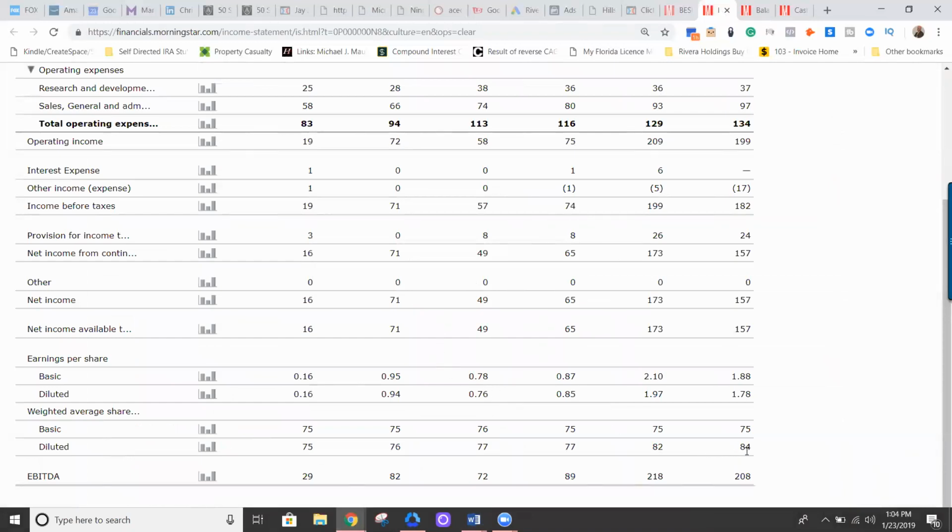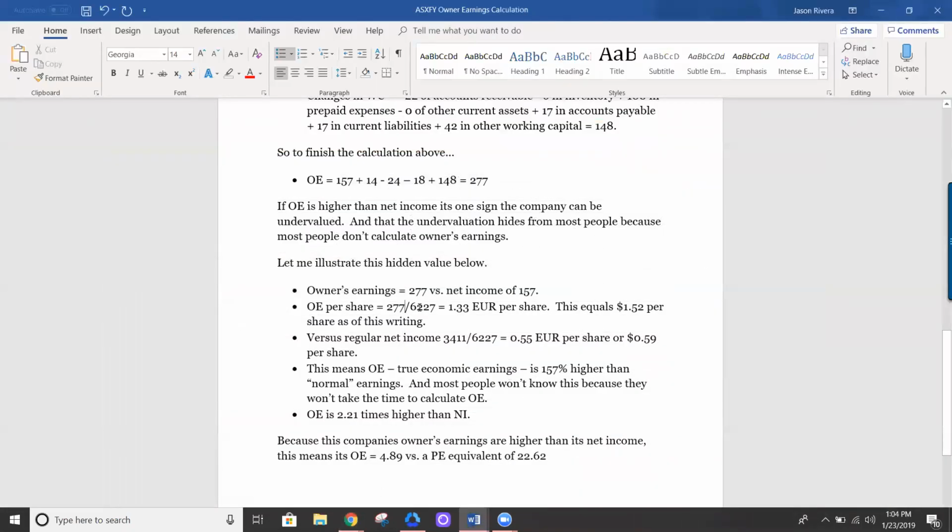We have 84. David, why do we always use the diluted share count? Because there could be options outstanding, warrants, all that random stuff. Yes, and again, we always want to be as conservative as possible. Probably options and employee share plans and all that stuff. Yep. So 277 divided by 84 equals 3.30 euros per share.